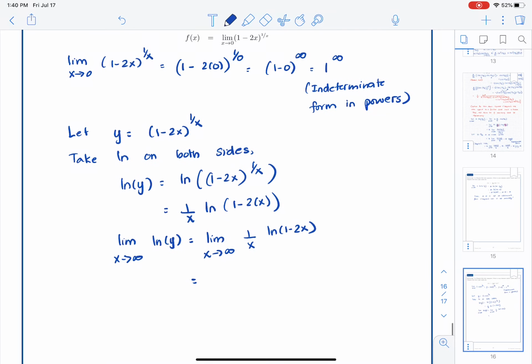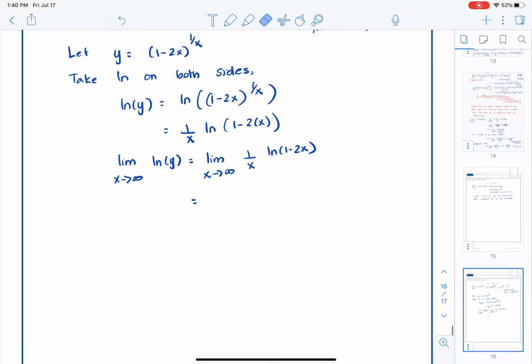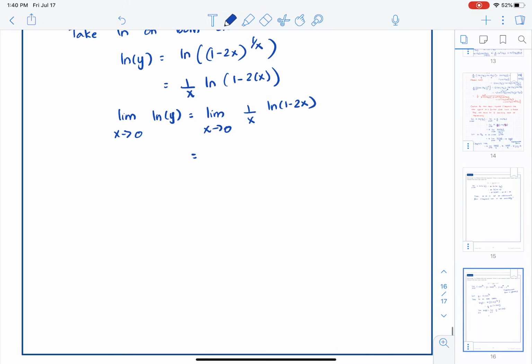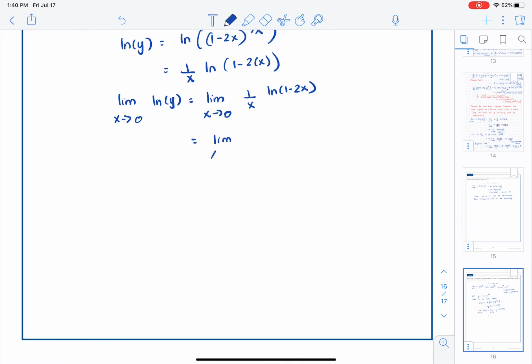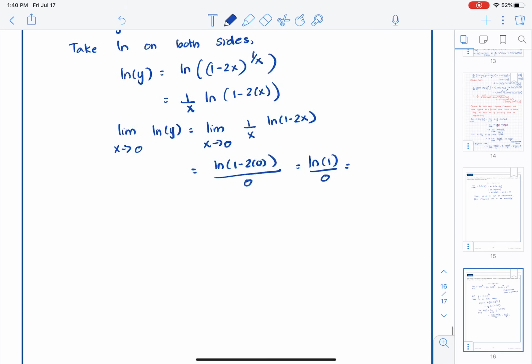Or is it 0? It's 0, I'm sorry. So we will have the limit as x approaches 0. Apply the limit: ln of 1 minus 2 times 0, divided by 0, which is ln of 1 divided by 0. So we get 0 over 0, which is an indeterminate form. But it is an indeterminate form where we can use L'Hopital's rule.